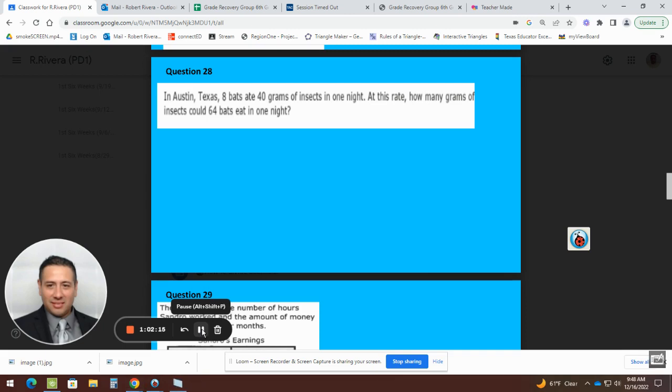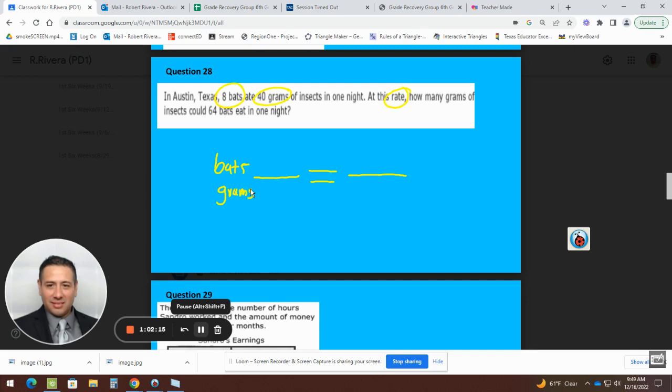Okay. The next type of question that you have on the final is going to be like this one. In Austin, Texas, 8 bats ate 40 grams of insects in one night. At this rate, how many grams of insects could 64 bats eat? So, I see the word rate, and when I see the word rate, I'm going to do a proportion. A proportion means I'm going to set up two ratios that are equal, but I need to label them. So, in this case, I have 8 bats, so I'm going to put bats on the top, and 40 grams, I'm going to put grams on the bottom.